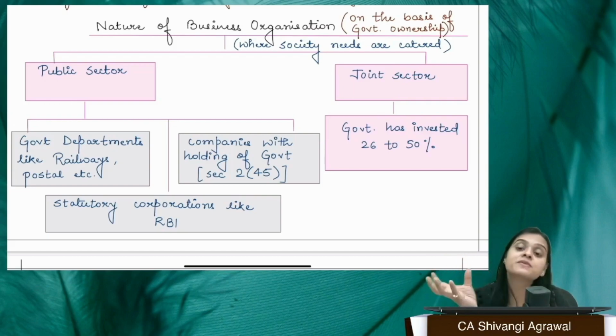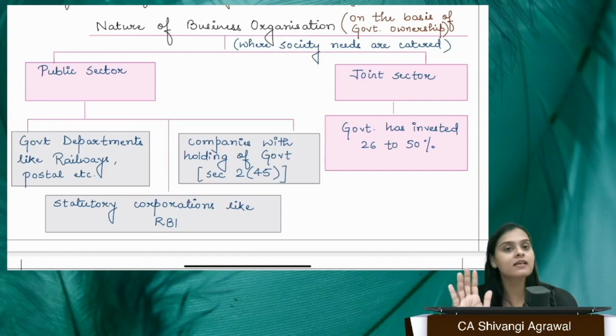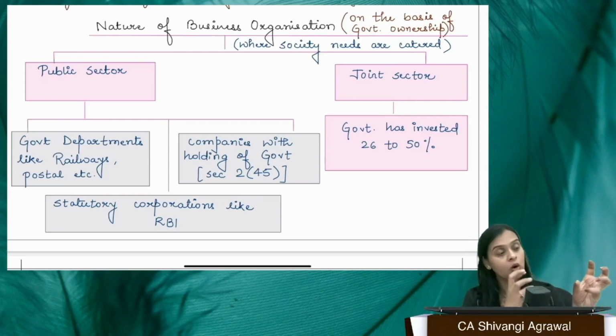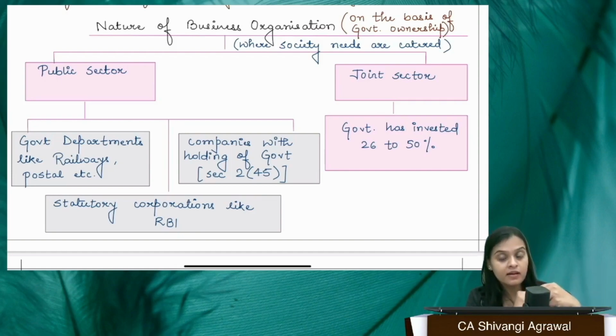Company is a form of business organization, right? Company is a form of business organization, just like we have proprietorship, just like we have partnership and like things. This is a separate angle that we're discussing over here, that on the basis of government ownership, government owns this particular venture. Why will government own? Because government is not here to do business. Government is here to render or contribute to the needs of society, right?